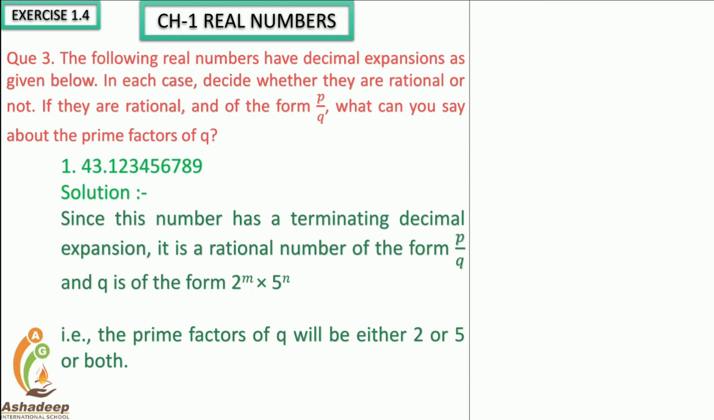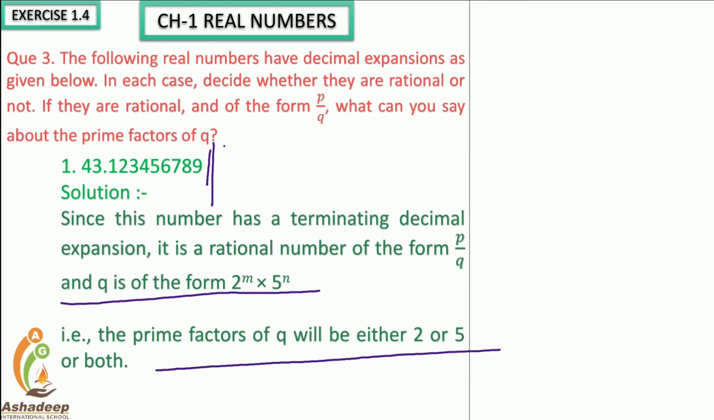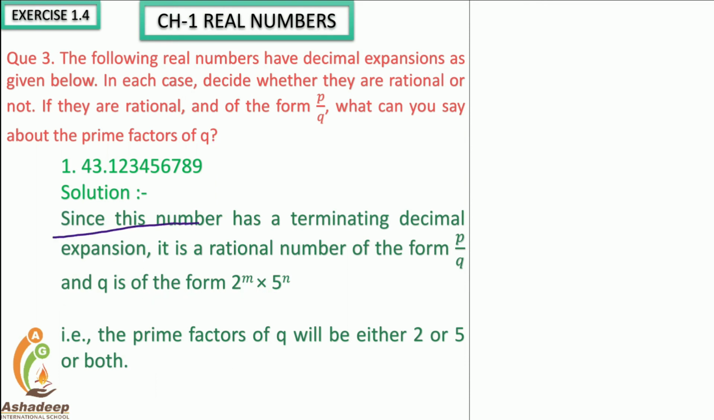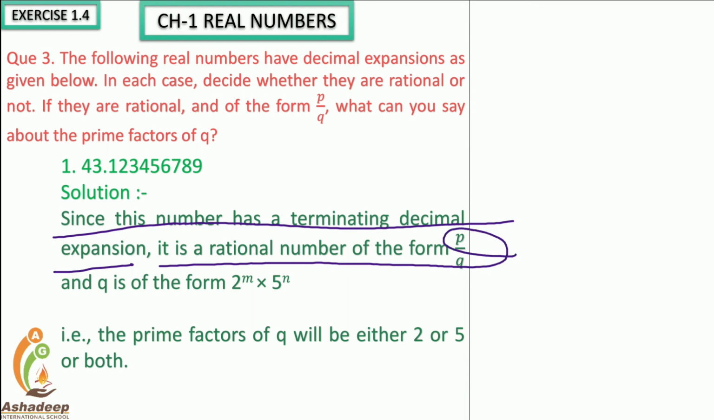Okay? So let's see. Here, this is the terminating decimal. Here the decimal terminates. So if it is terminating, what can we say? q is in the form of 2 power m and 5 power n. The prime factors of q will be either 2 or 5 or both. Since this number has a terminating decimal expansion, it is a rational number in the form of p by q, and q is of the form 2 power m, 5 power n.